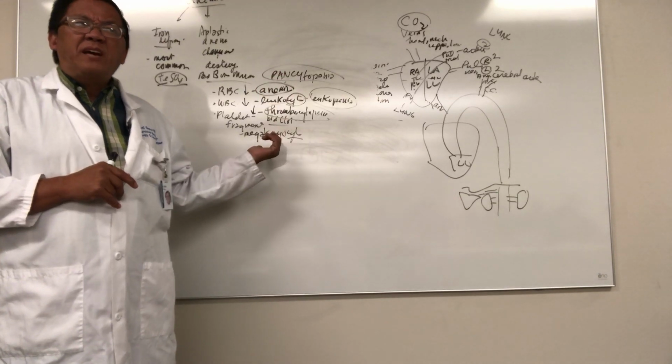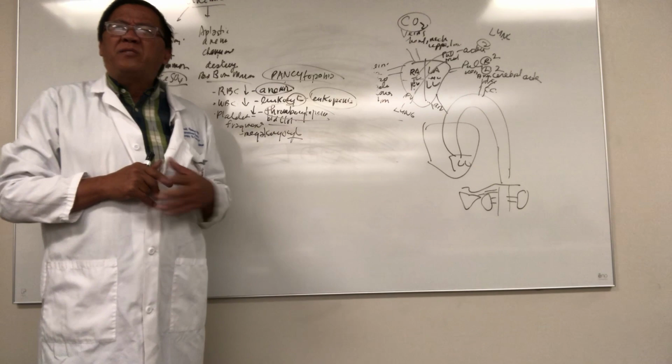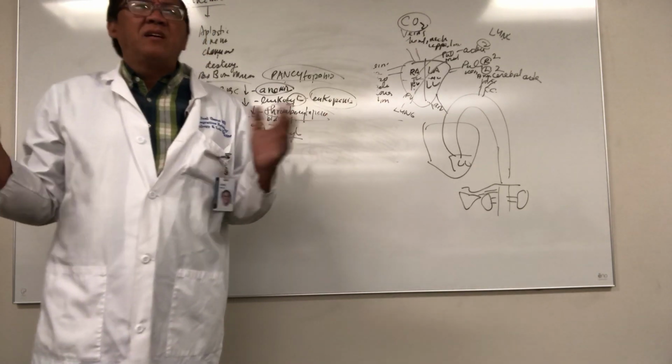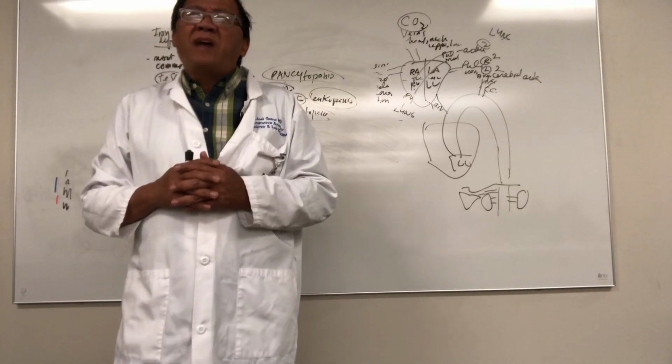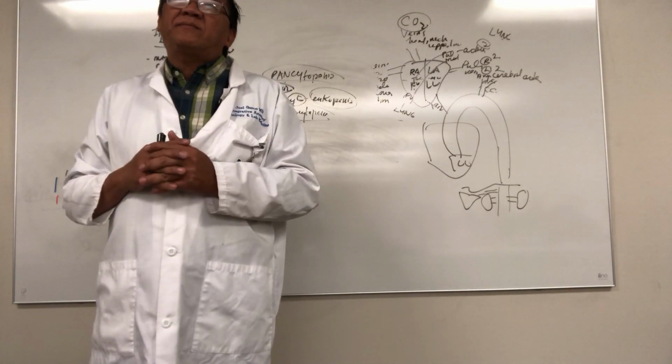Get the example of the platelet. Platelet is for blood clotting. If your platelet count is low in thrombocytopenia, the blood will not clot, you end up with bleeding, patient will die. So what do you do? Give them platelet concentrate.